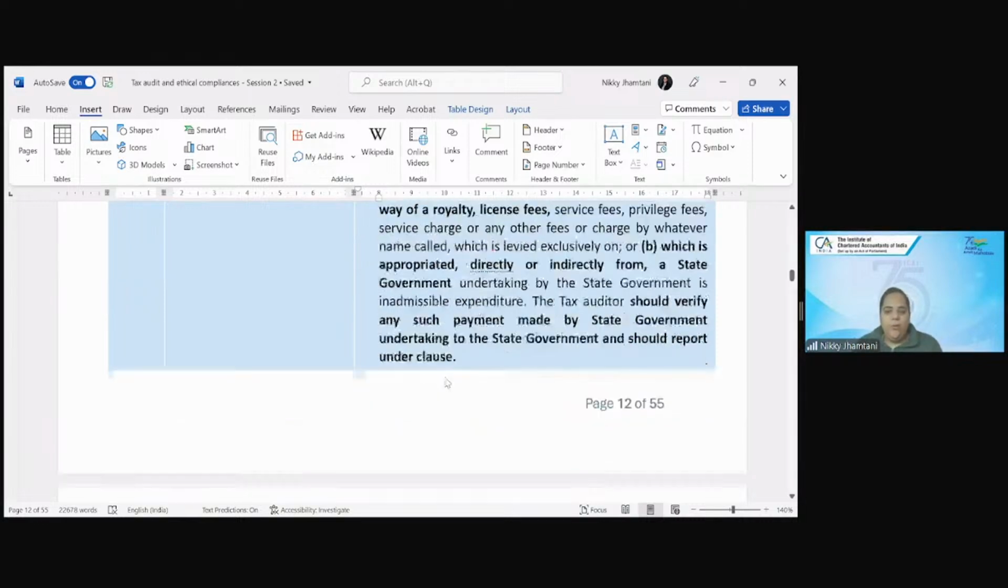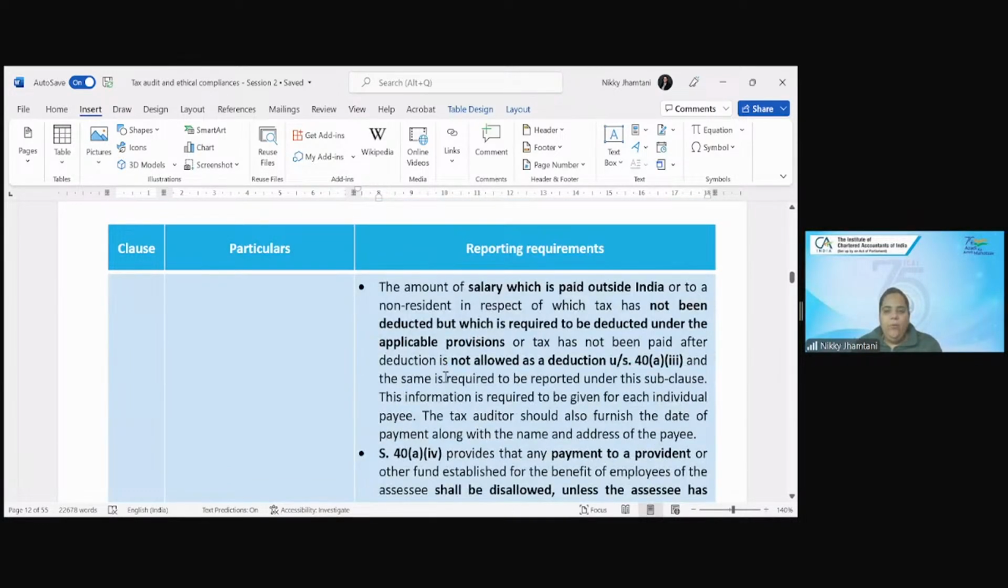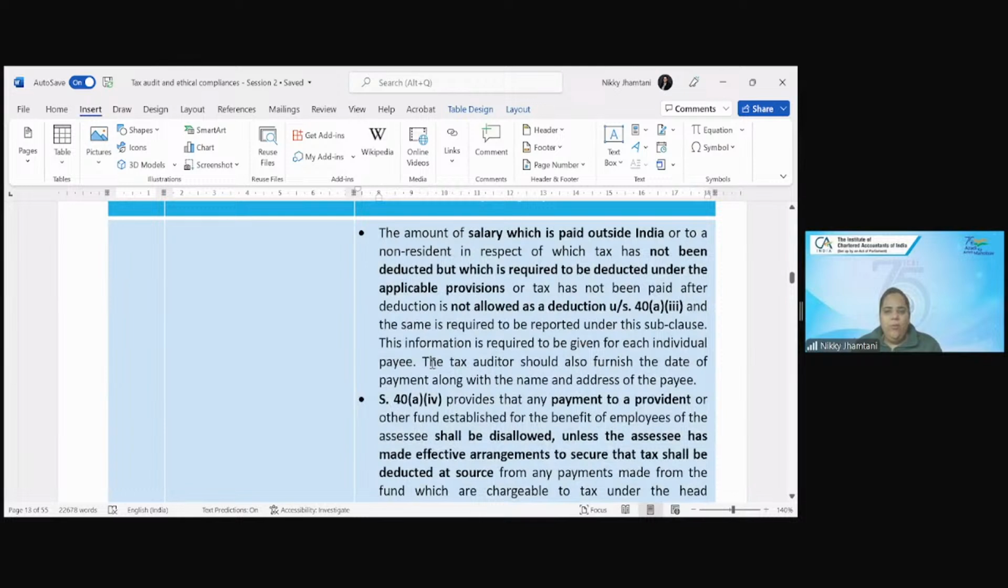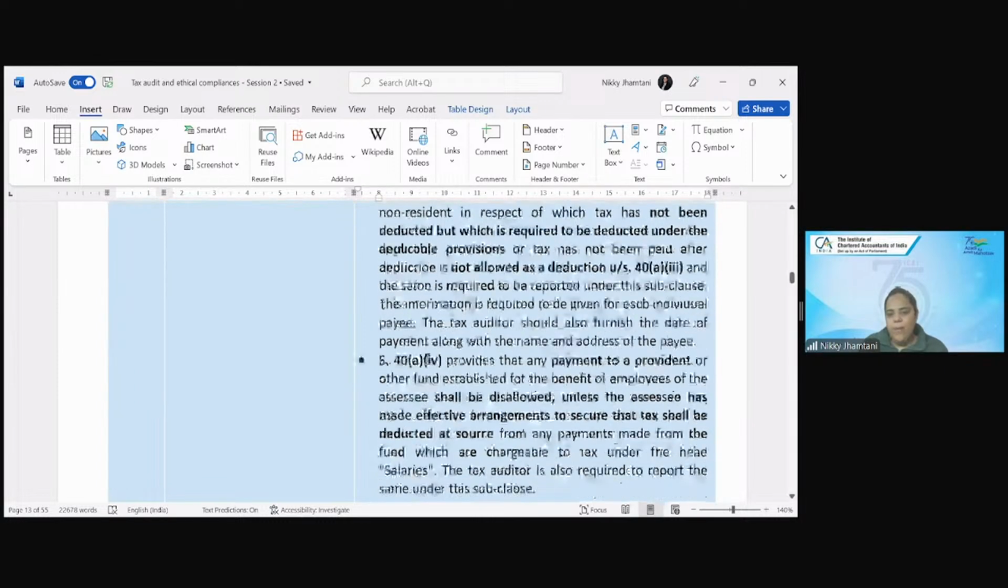The amount of salary which is paid outside India or to a non-resident, in respect of which tax has not been deducted but which is required to be deducted under the applicable provisions, or tax has not been paid after deduction, is not allowed as a deduction under 40A(3), and the same is required to be reported under this subclause. This information is required to be given for each individual payee. The tax auditor should also furnish the date of payment along with the name and address of the payee.